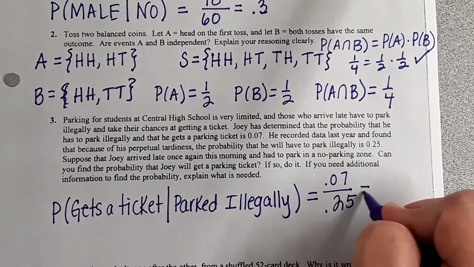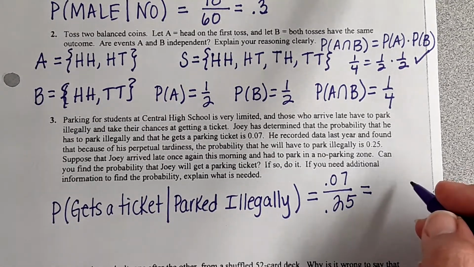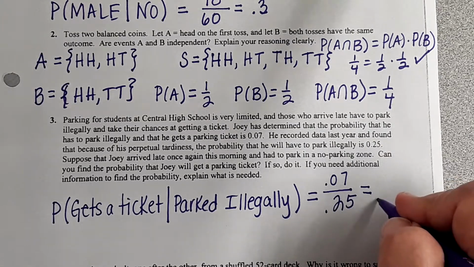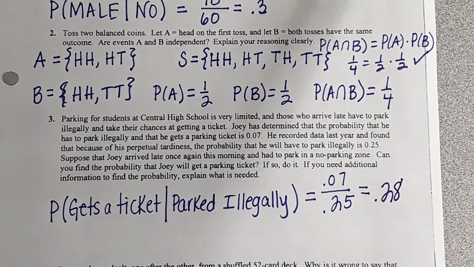So, what is the probability that Joey gets a ticket? What is it? 0.49. Oh wait, no, I'm done. 0.28. Yep, there you go.